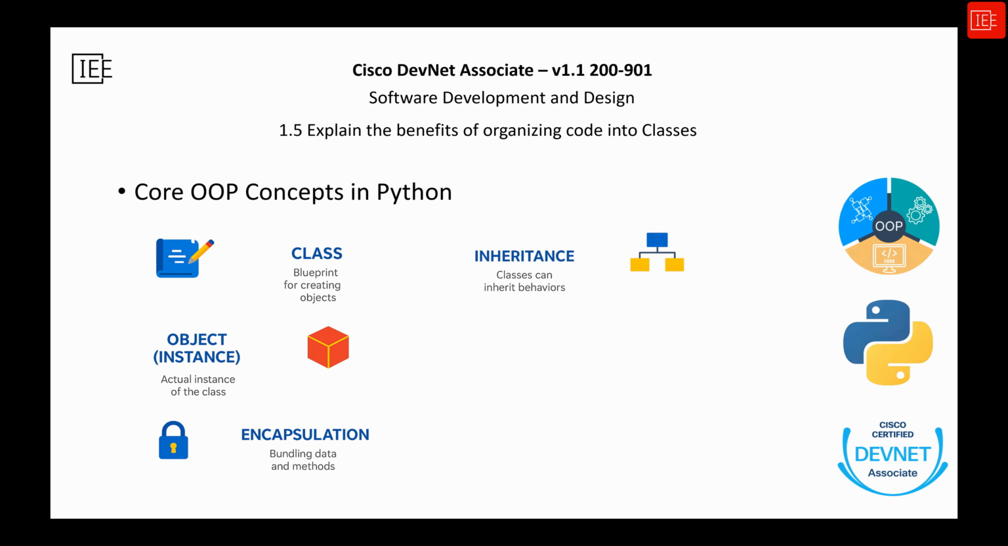The next one is inheritance, and inheritance allows one class to borrow or extend the behavior of another. This means you can create a new class that automatically has the methods and attributes of an existing one, making it easy to reuse and adapt code without rewriting it from scratch.